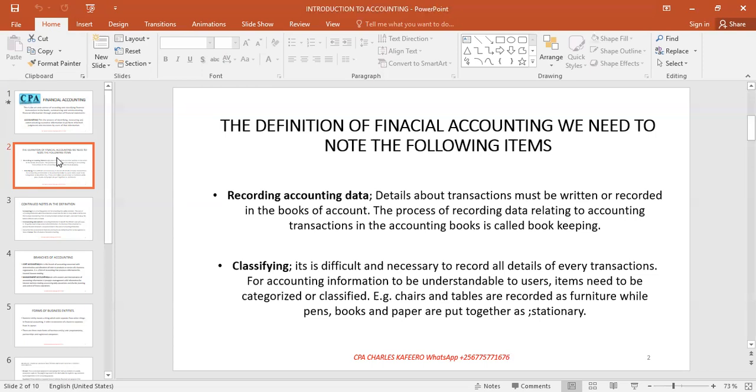You can specify some of them. Some examples: chairs and tables are recorded as furniture. So instead of saying I bought chairs and tables worth, let's say, 10 million, we can only say I bought furniture of 10 million. The other thing you can talk about: pens, pencils, books, those ones, you can generalize them and call them stationery. That's what they mean by classifying the accounting information.